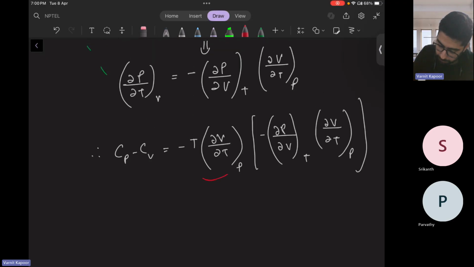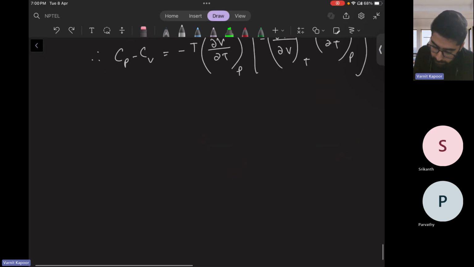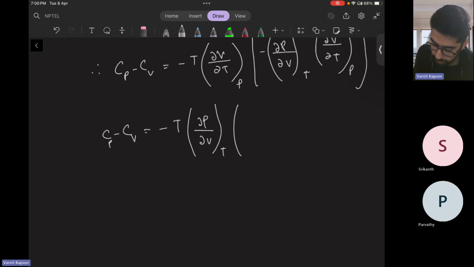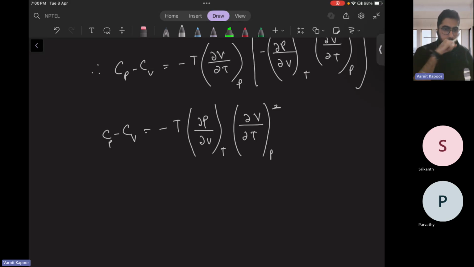Now this term and this term are the same, so we'll do the square. Therefore, Cp minus Cv is nothing but minus T times ∂P/∂V at constant temperature times (∂V/∂T at constant pressure) squared. But still you have not got your final answer. It is TV beta square by KT. We have to first write this in terms of these values correctly.